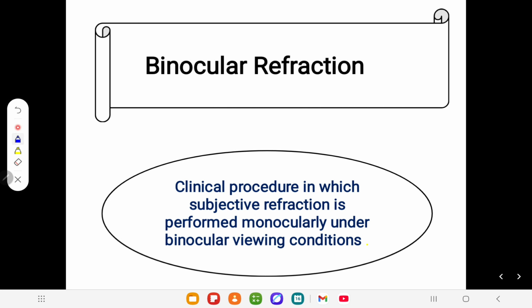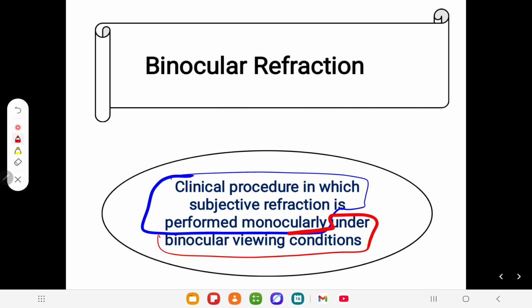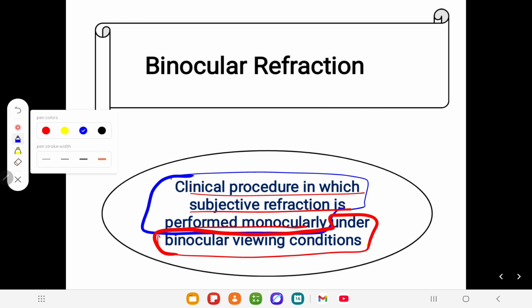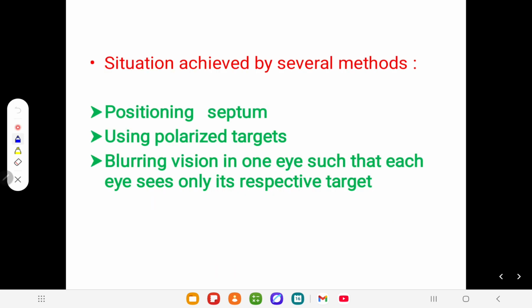See, I want you to look at it like this. Can you look at this as if there are two things? Clinical procedure in which subjective refraction is performed monocularly. So you can understand, isn't it? This blue line. But from this red line, can you understand under binocular viewing condition? That's centrally important. We perform subjective refraction monocularly, but the other eye is not occluded, the other eye is open, and the other eye is also seeing something. Which eye views which, that definitely depends upon the procedure.